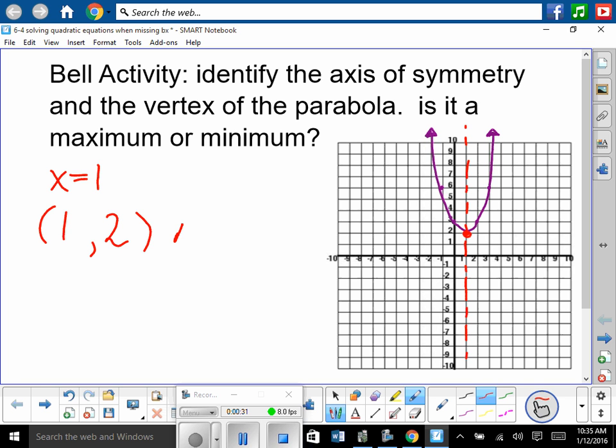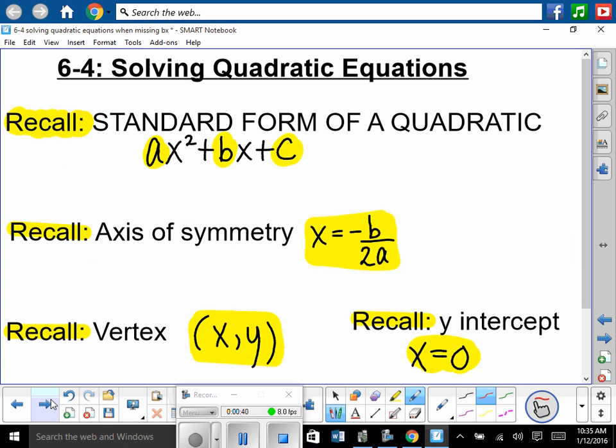So that vertex is a minimum. It's the lowest point on our graph. Any questions on that? Okay, most of you got it 100%. Good. Remember, today we're doing 6-4. I really like this lesson, but it does need to go fast or we're not going to get through it.